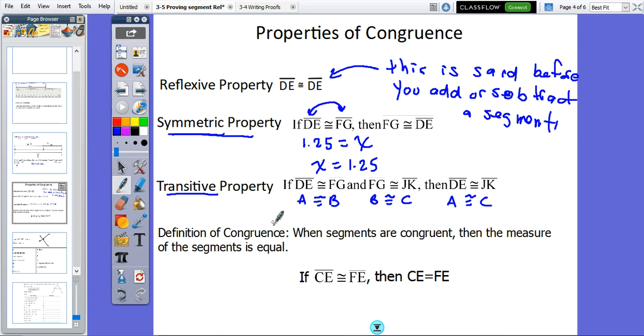Now, our definition of congruency, that's the word we've been using. This book changed it a little bit. They sometimes say definition of congruent segments.